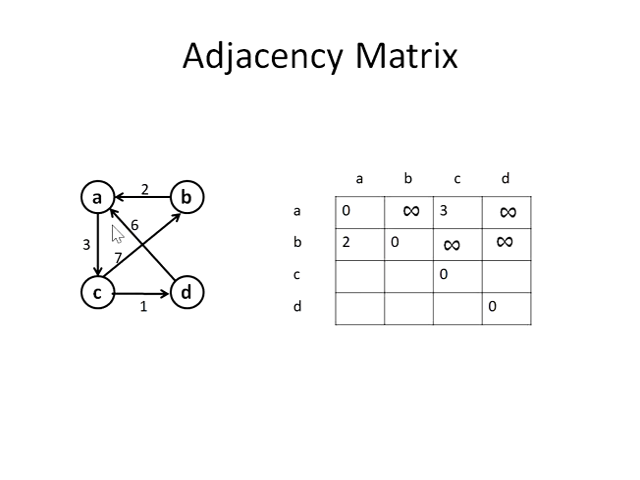Then C to A there is no edge, so C to A is infinity. C to B there is an edge and its weight is 7. C to C there is no self loop, so 0. C to D there is an edge and its weight is 1. D to A there is an edge and its weight is 6. D to B there is no edge, it is infinity, so infinity is represented here.